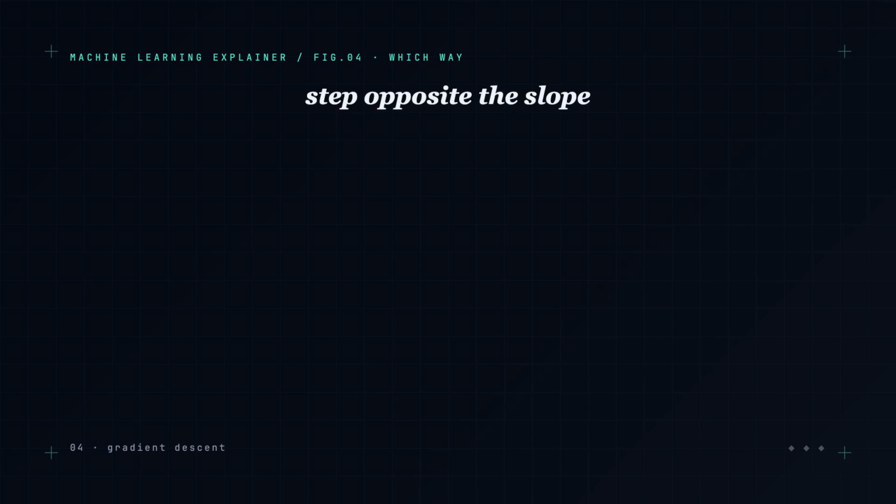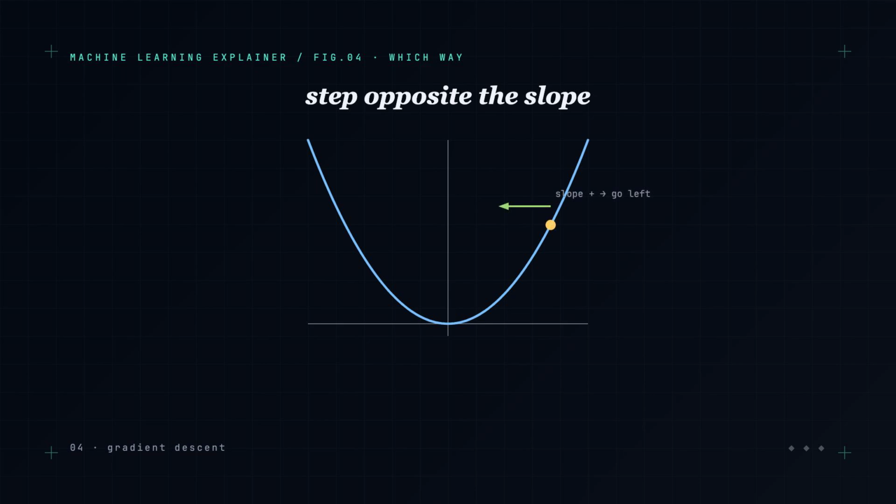Here's the trick. If the slope is positive, the loss rises as you go right, then downhill is to the left. If the slope is negative, loss falls as you go right, then downhill is to the right. So in both cases, you step in the direction opposite the slope, follow the slope downhill, and you move toward lower loss. Every single time.